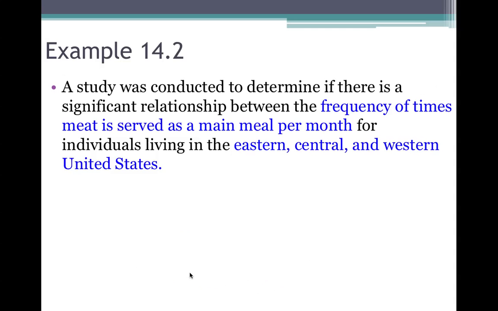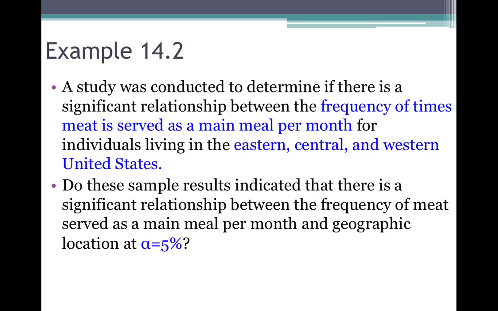Example 14.2. A study was conducted to determine if there is a significant relationship between the frequency of times meat is served as a main meal per month for individuals living in the eastern, central, and western United States. Do these sample results indicate that there is a significant relationship between the frequency of meat served as a main meal per month and geographic location at alpha equal 5%?